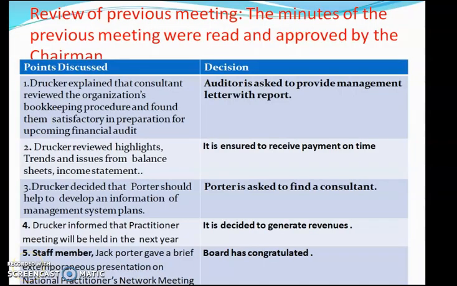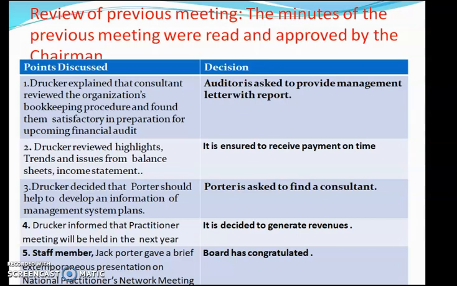Next to agenda, you are supposed to follow the review of previous meeting. This is particularly informing that the minutes of the previous meeting were read and approved by the chairman. Next to the review of previous meeting, you have to give a brief note about the points discussed in the meeting and the decision taken in the meeting.